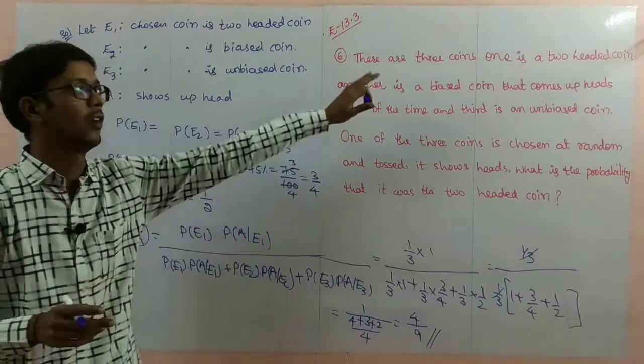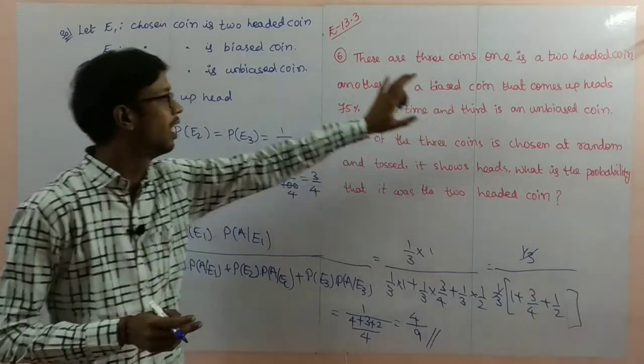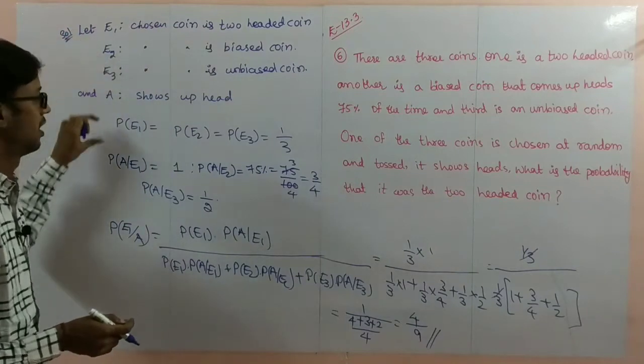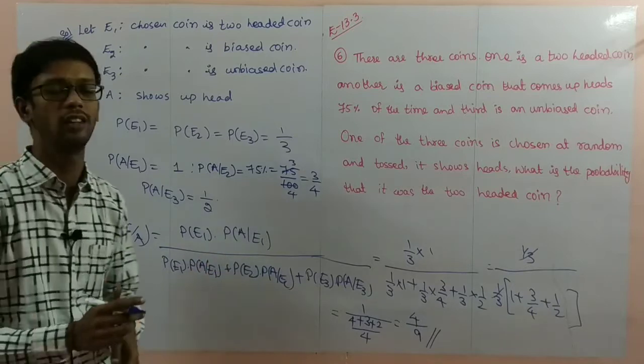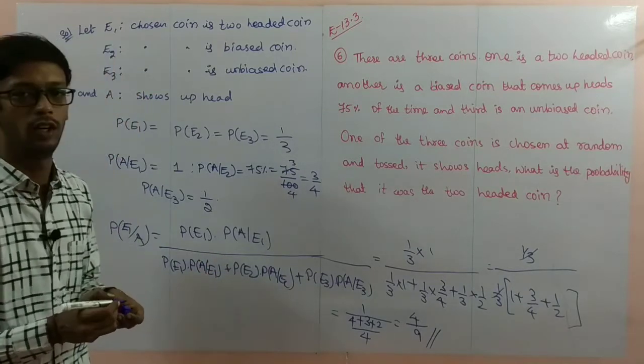In this problem, first of all, understanding the question is important. Next, write the events and probabilities. Then the formula. Just substitute and simplify, and you will get the answer. Pause the video to note it down.